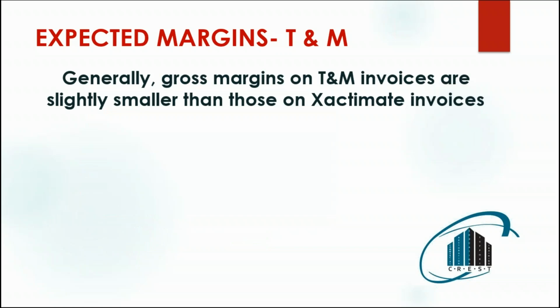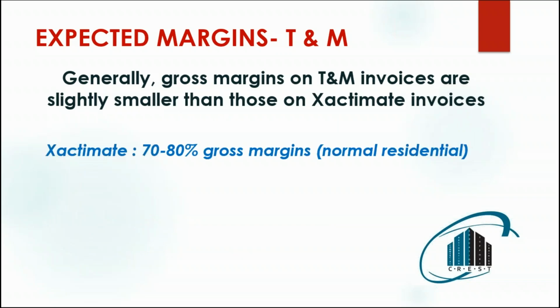Okay. Generally speaking, gross margins on T&M invoices are slightly smaller than those on Xactimate. Here's the examples. Xactimate, we said 70%. If you're really functioning at a high level in your company and you've got guys who really know how to perform their jobs very, very well, you have a much better chance of getting closer to 80%. So let's call it 70 to 80% for a normal residential.